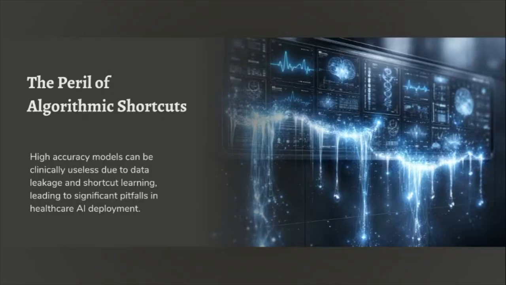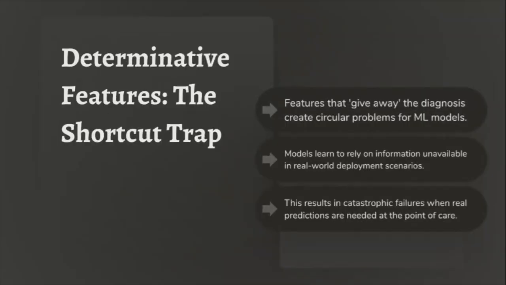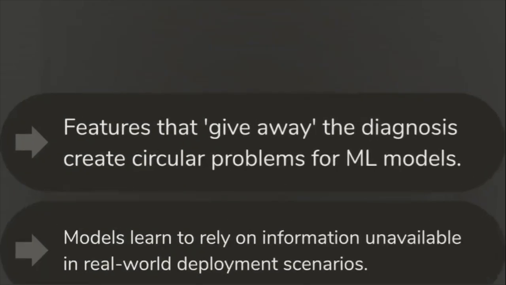Models that appear to perform brilliantly during training and even testing can fail catastrophically in real-world clinical practice due to such shortcut learning. Let's examine how certain features in our training data can act as shortcuts that undermine the clinical utility of our model. When a feature in our dataset essentially gives away the diagnosis, the model learns a circular relationship that provides no real predictive value.